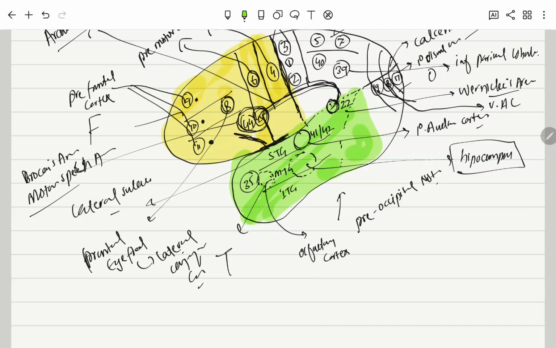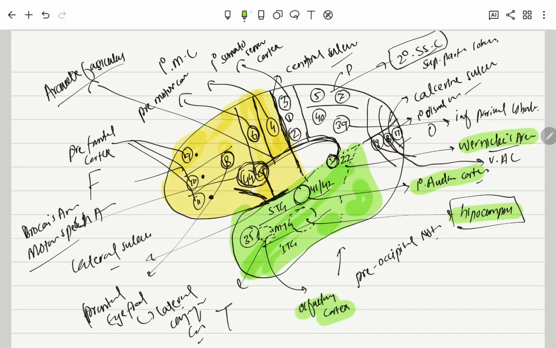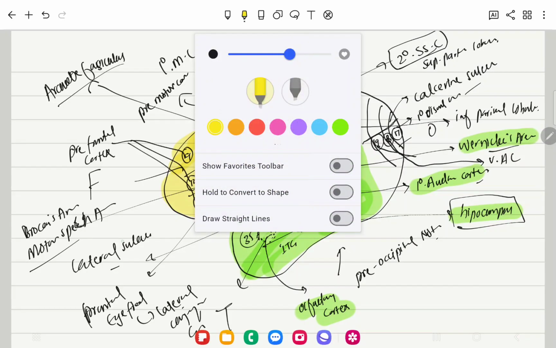So we'll have this olfactory cortex, right? And then we'll have the hippocampus, then we'll have the primary auditory cortex and Wernicke's area, right? So these are considered in the temporal lobe. Okay, let me highlight the frontal areas.